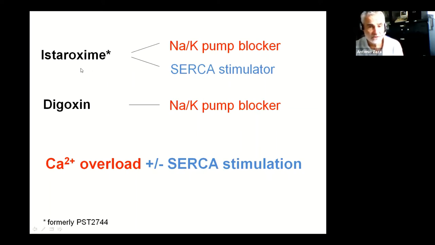So istaroxime is a drug that we have described many years ago, which has a dual effect. It's a sodium-potassium pump blocker, just like digitalis, but at the same time, we were able to show that it's a SERCA stimulator. And by comparing the effect of this drug to the effect of digoxin, we have a very nice situation in which we can analyze how the cells respond to calcium overload induced by sodium-potassium pump blockade, plus or minus SERCA stimulation, which is afforded by istaroxime and not by digoxin. So we start from the worst case, in which we have calcium overload, and let's see what happens when we simultaneously stimulate SERCA.